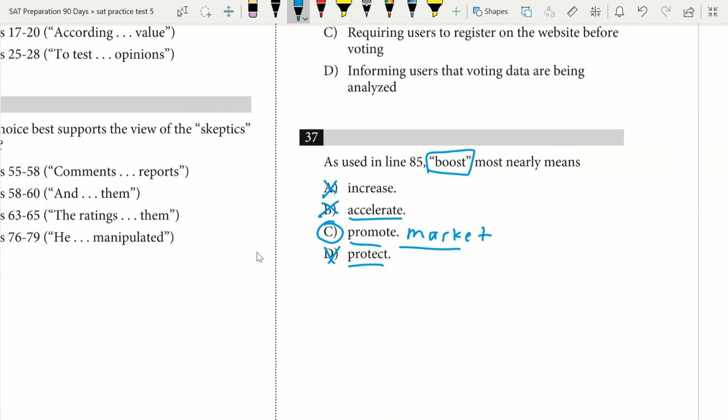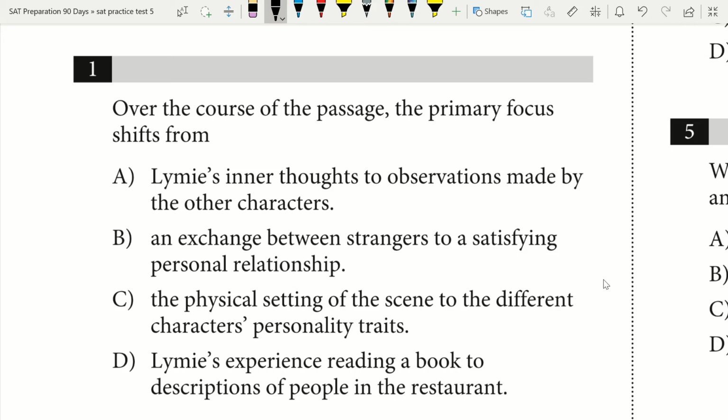So hopefully this was helpful. If it was, today I have an SAT reading tip and trick for you that deals with shifting focus over the course of a passage.